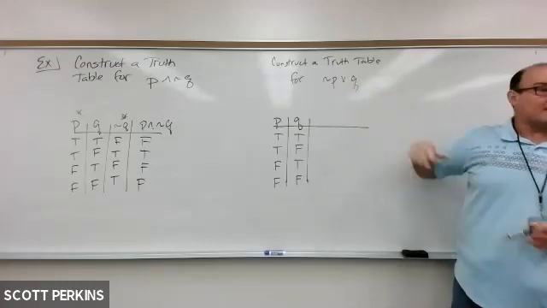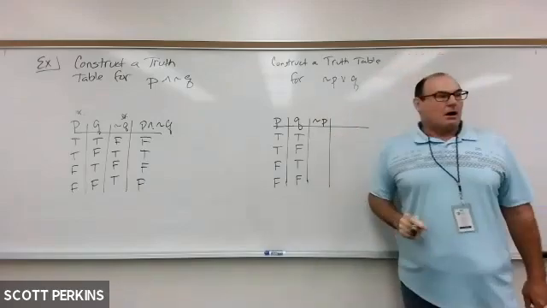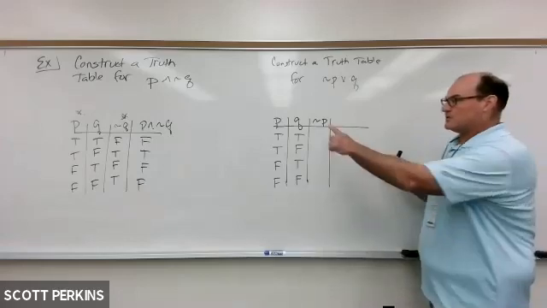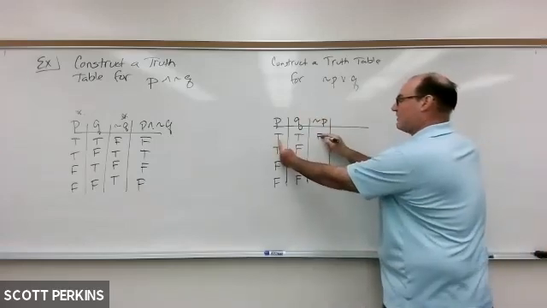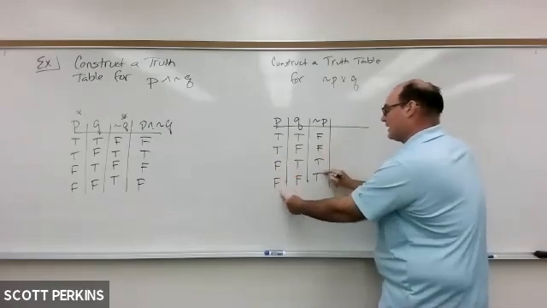The squiggly P. Yes, I need that component. So I'm going to do a squiggly P column. I'm just going to go down the P column and change the truth values. So here's the P column. Instead of true, you're going to make that false. Then you're going to make it false again, true, and true again.